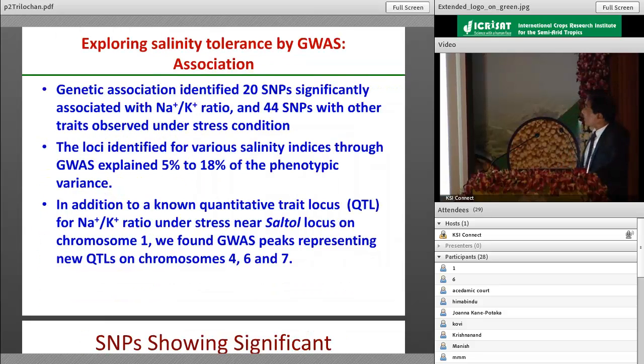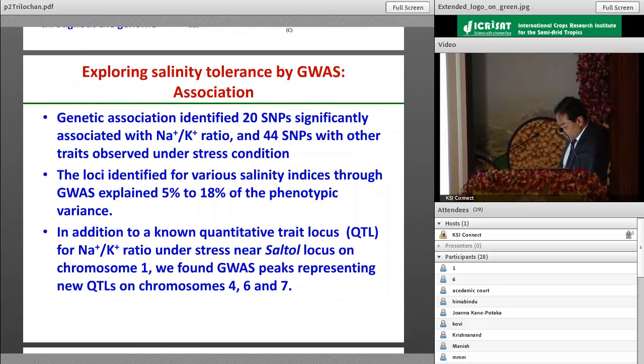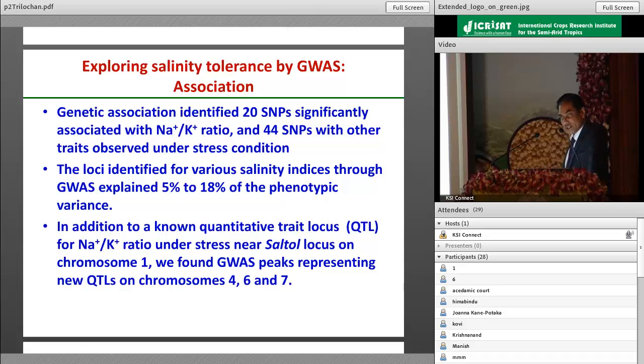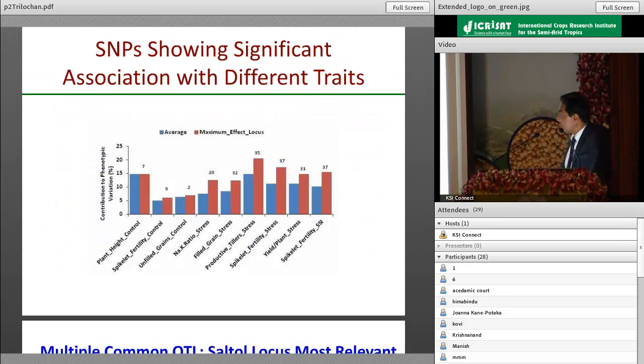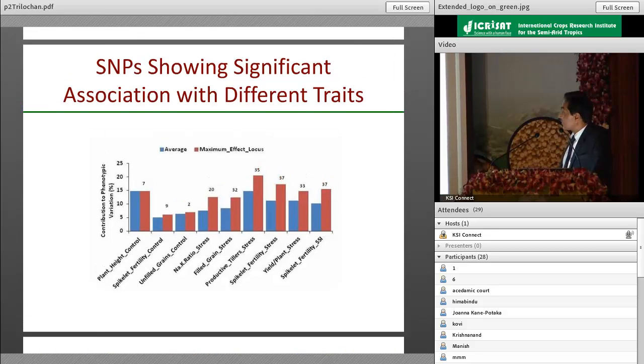And this is through the genome-wide association. The details can be seen in the paper, which is already online. I'll be very brief. What we found is there are loci. You can see across the different traits that we have chosen, you find different SNPs which are showing very significant association, and this is the percentage of phenotypic variance explained by the loci.